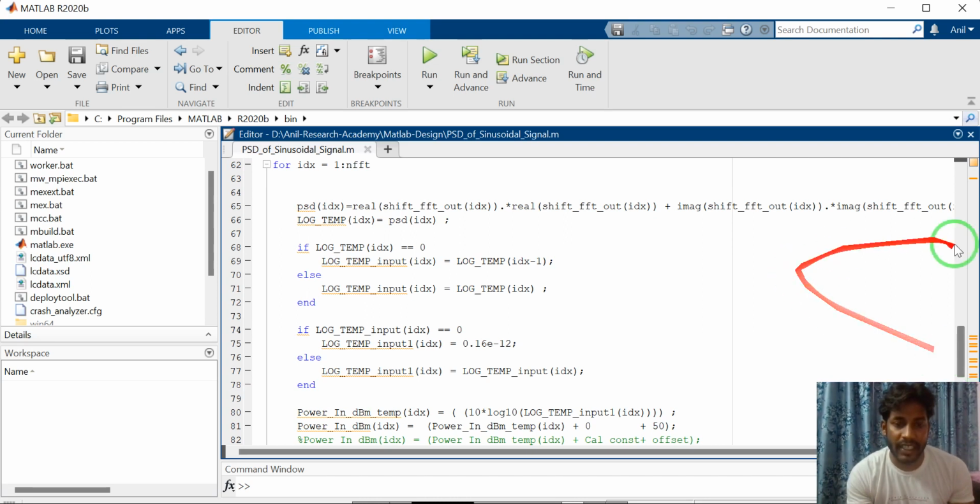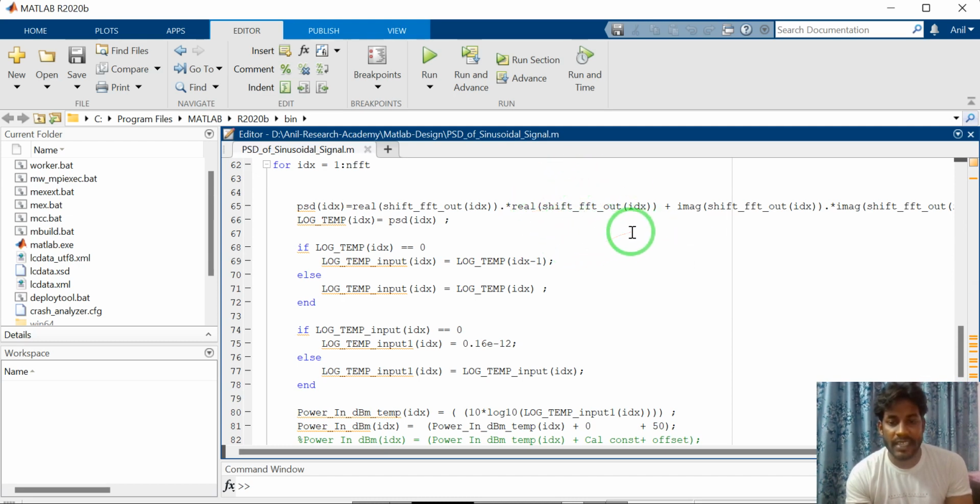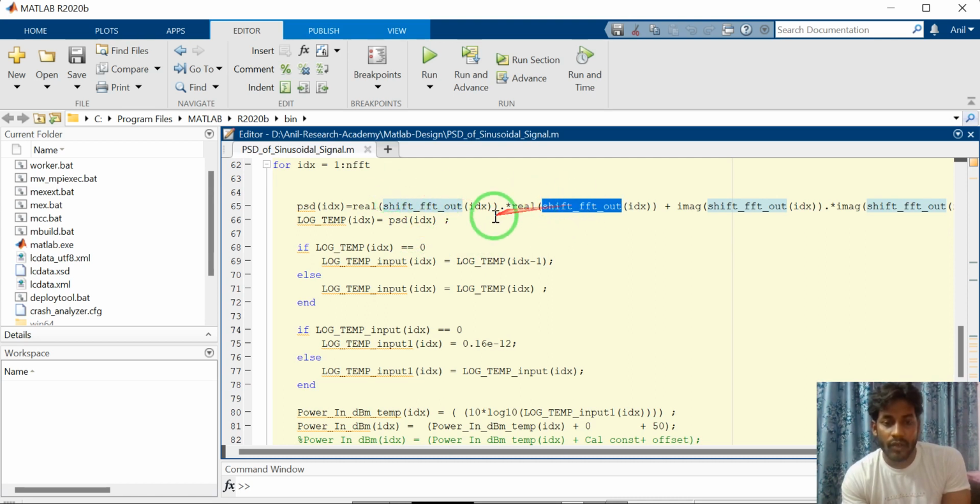To compute power spectral density, what things do we require? Input to the power spectral density is nothing but FFT output. So what is basically PSD, power spectral density? Power spectral density is nothing but mod of X of omega k whole square. X of omega is nothing but FFT output. Okay, so X of omega k the whole square we have to perform.